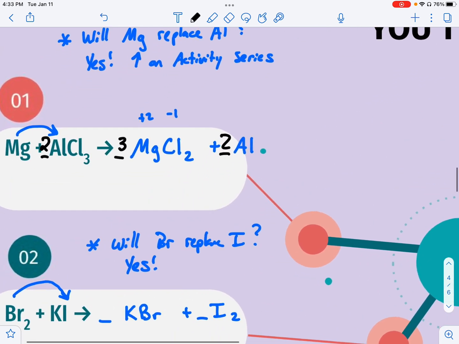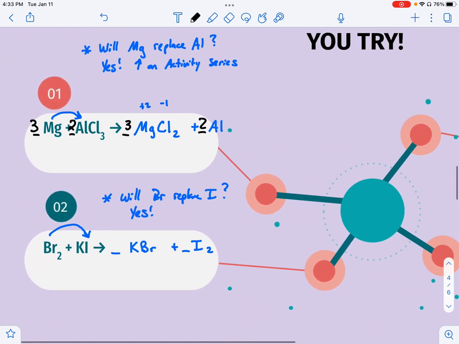So if you could please take a look at these 2 examples where I have magnesium and aluminum chloride. Magnesium is more reactive than aluminum. Check on the chart, but it's higher on the list. And that means that it will kick aluminum out of this compound and take its place. So magnesium combines with chlorine, and that leaves aluminum by itself. Wait, Mr. Standerson, can aluminum be by itself? Sure can. It's not a diatomic, so I don't need to put 2 as a subscript.